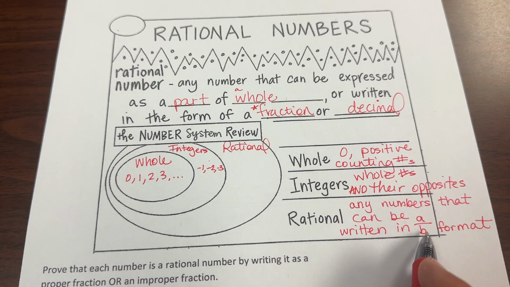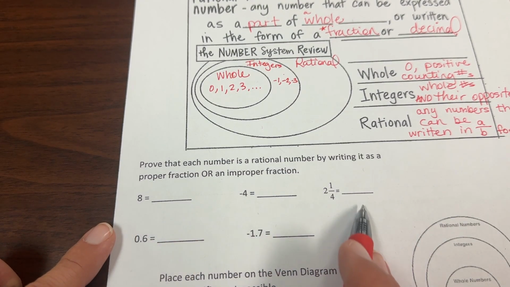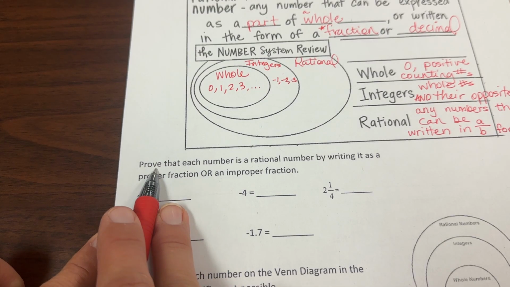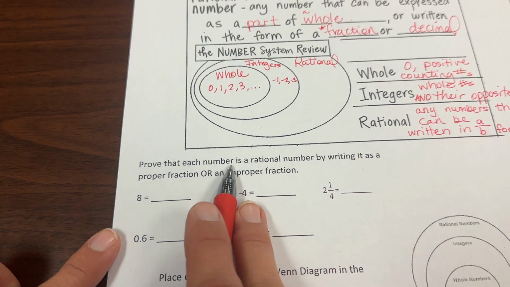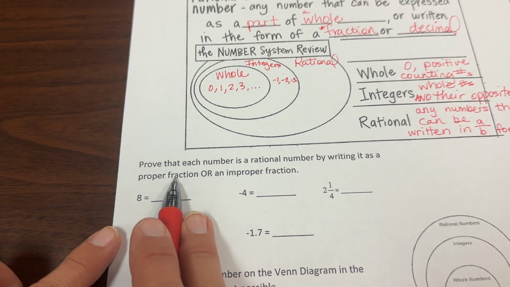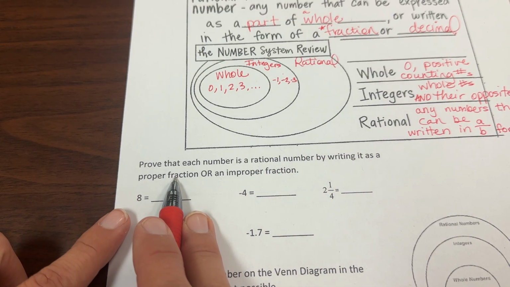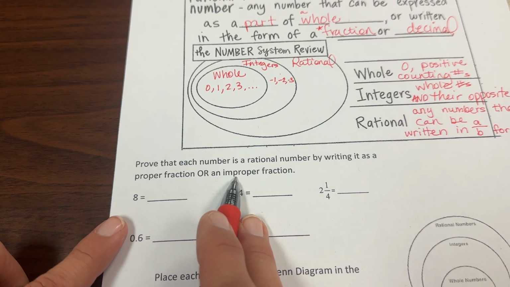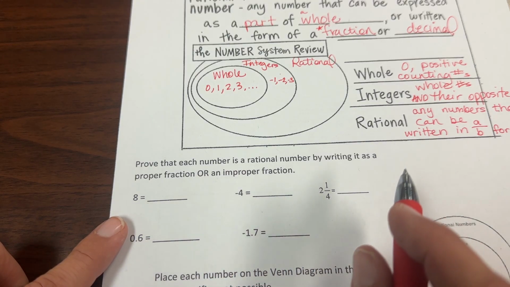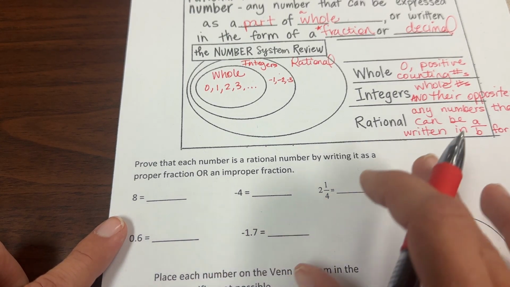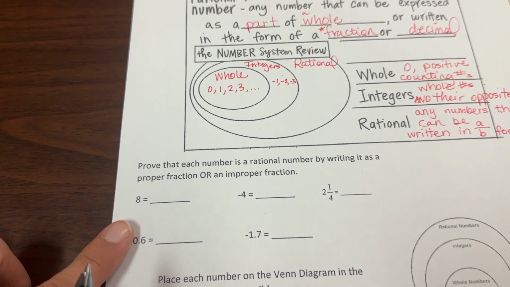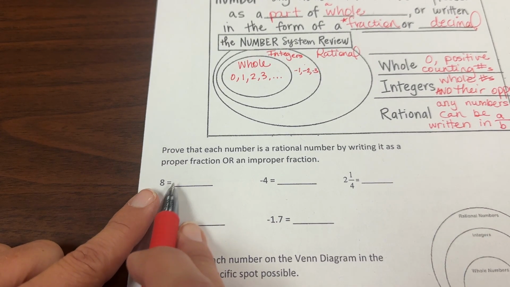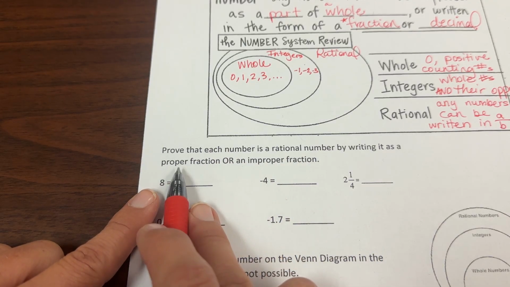All right, so let's talk about how we are going to write all of these types of rational numbers as a fraction. So we're going to prove that they're rational and that they can be written in this format by writing it as a proper fraction, which is like 1/2 or 1/8 or 3/4, or an improper fraction, which is 6 over 4, or 3/2, or 8 over 6. So those are improper fractions. So if we just have a whole number 8, how would we make that a rational number? How would we prove it? By writing it as a fraction.